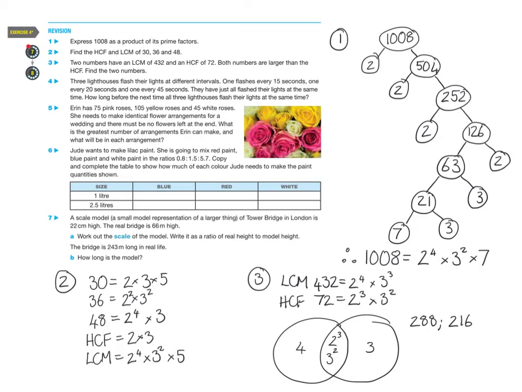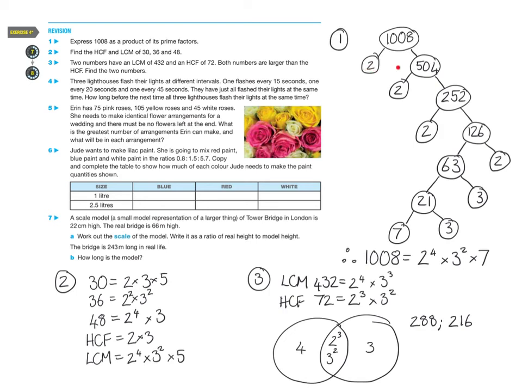Welcome to exercise 4 star, which is a revision exercise on everything we've done recently. Question 1 asks us to express 1008 as a product of its prime factors. And you'll see over here, I've done that using the tree method.